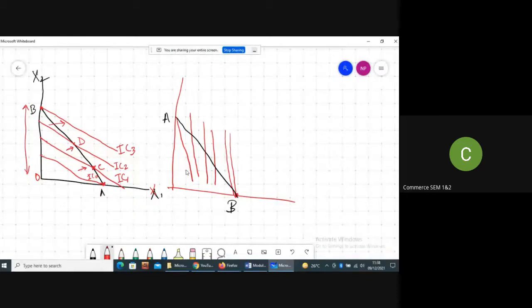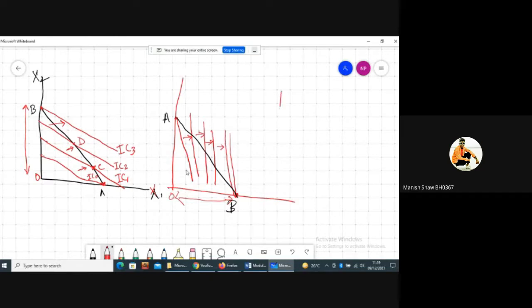So compared to point A, if he moves rightward, he can move to higher and higher levels of indifference curve, whereas by being on the same budget line, he needs to spend the same amount of money. So point B will be the equilibrium where the consumer will consume this OB amount of X1 and 0 unit of X2. Fine.